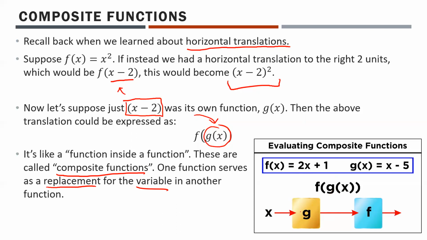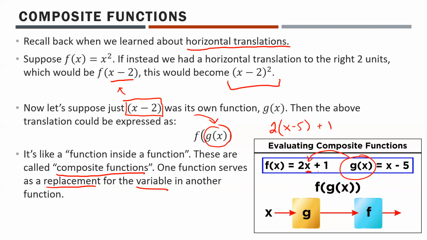This one, it's kind of disappointing they didn't actually solve it, but I could give it a shot. It's f of g of x. g of x is x minus 5, and f of x is 2x plus 1. So that just means we take all of g of x and use that as a replacement for the input, or the variable, in f of x. So that would become 2, and then instead of x, you'd put in g of x, so 2 times (x minus 5).